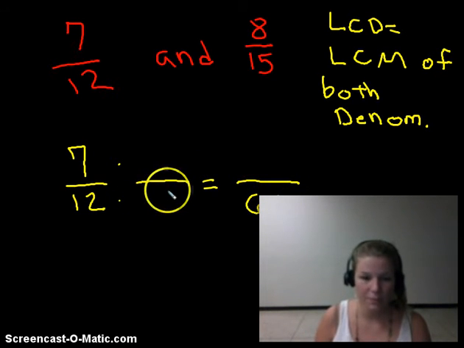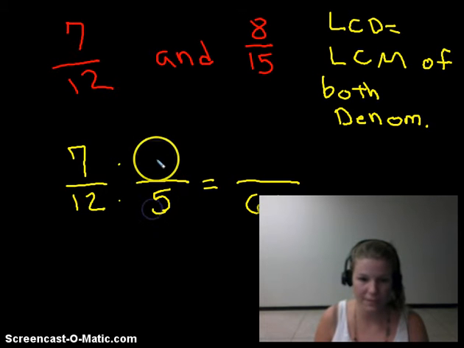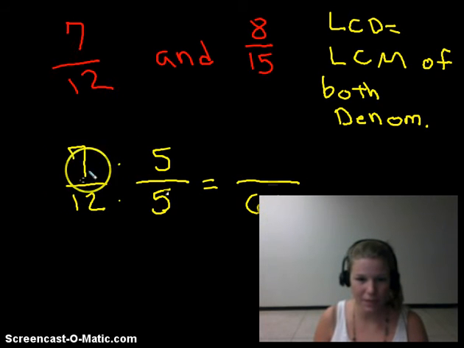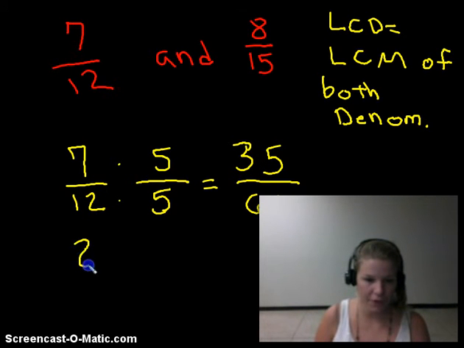Now, if we multiply the bottom number by 5, in order to keep our fraction the same, to keep it an equivalent fraction that represents the same amount, we have to do the same thing to the top. So you figure out what you want to do to the bottom to get our least common multiple, and you do the same thing to the top. So 7/12 is the same as 35/60.